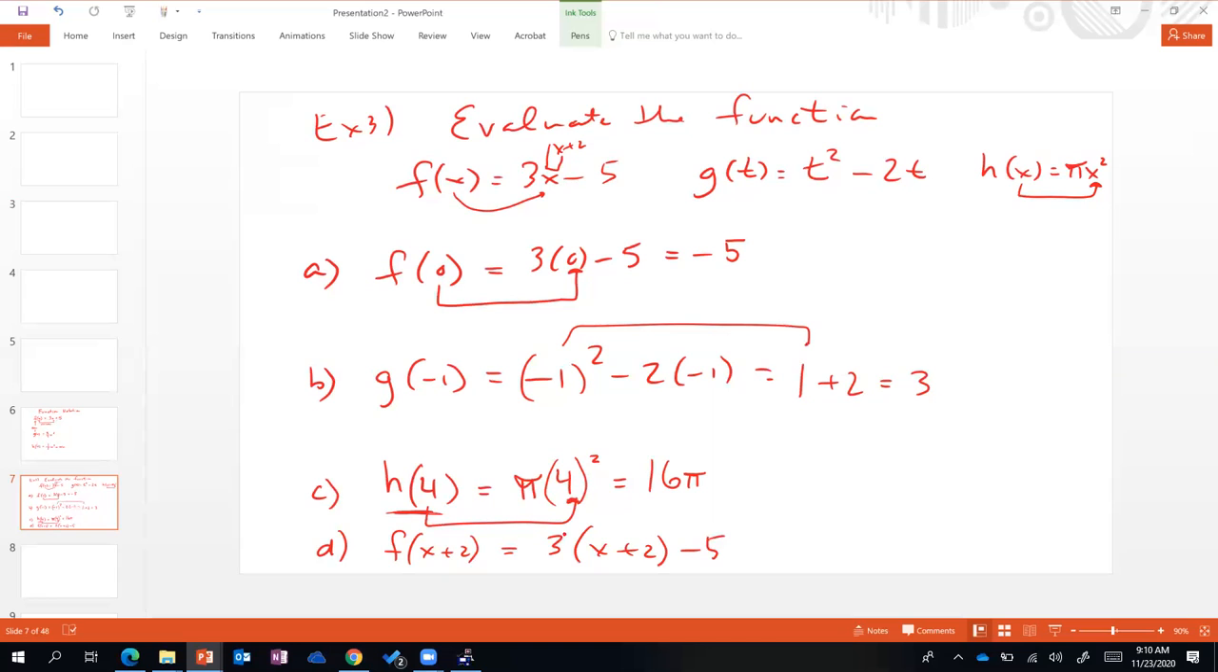Okay, let's do it here. Simplifying this out, so we're going to multiply the 3 in. That's 3x plus 6 minus 5, and eventually it's 3x plus 1. Are we good with the 3x plus 1? Right, good. Camille, good.